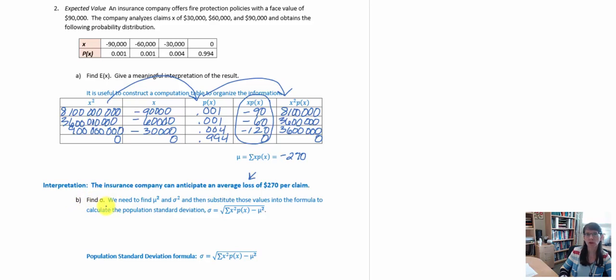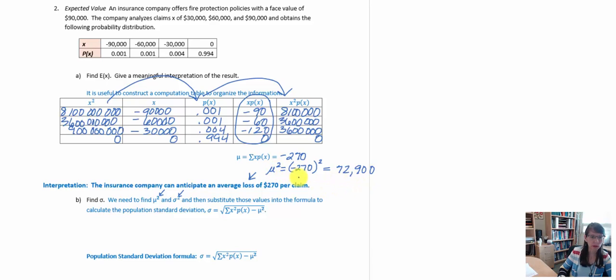For part B, we're looking for the standard deviation. In order to calculate that, we need to find mu squared and the variance, which is sigma squared. And we'll substitute those into this given formula. So to start with, mu squared is equal to the quantity of negative 270 squared. So remember, a negative times a negative will result in a positive product. And this product is 72,900.